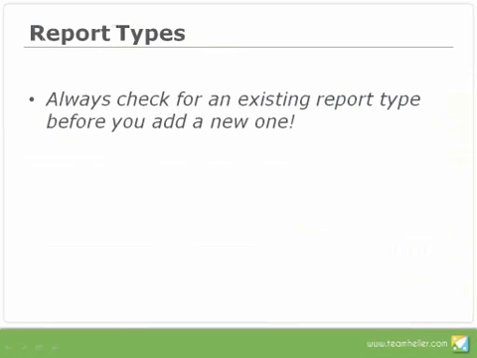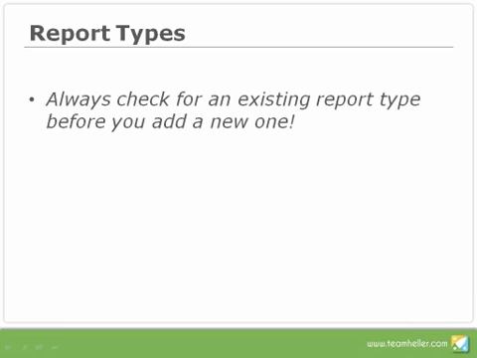Because there are so many report types already predefined in Luminate, you always want to check for an existing report type before you add a new one. One thing you don't want to have happen is that you have multiple report types that contain the same information. You can't remember which one to use, and you have to go back in each time and check what the report type looks like. So always try to use an existing report type before adding a new one.